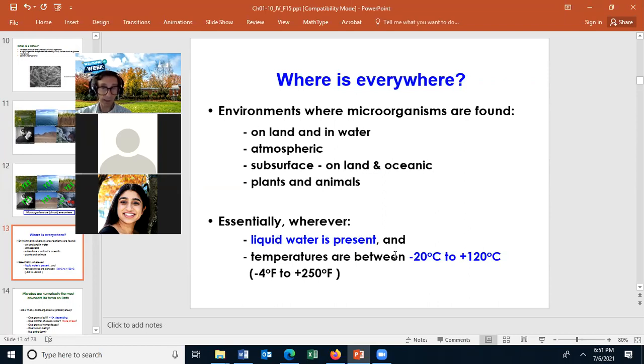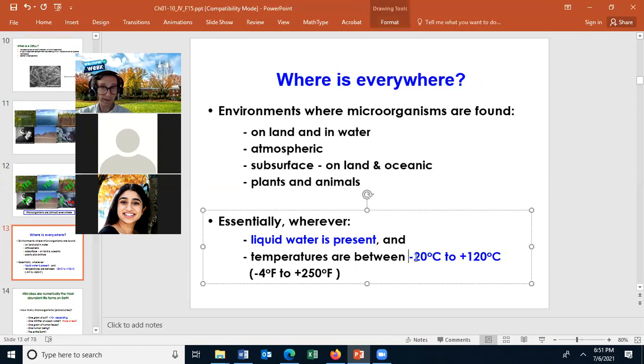Life can live between minus 20 degrees Celsius, and remember 0 degrees Celsius is freezing, to 120 degrees Celsius. And remember 100 degrees is where water boils. So life can live at temperatures below freezing and above boiling water. All right? And this will be the temperature Fahrenheit, at minus 4 degrees and 250 degrees Fahrenheit.